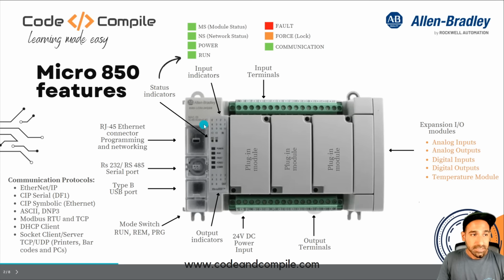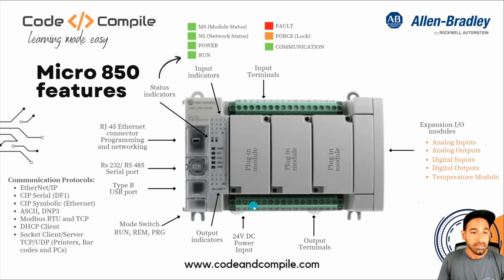Now on this PLC, you will see in this Micro 850, I have just digital inputs and digital outputs. If I want to connect extra inputs and outputs, for example, analog inputs, analog outputs, or some more digital inputs and outputs, or a temperature module, then you can connect extra modules on this PLC. There are some plug-in modules which you can just plug and play on the top of it. And then there are some expansion I/O modules which you can connect on the right side of it.